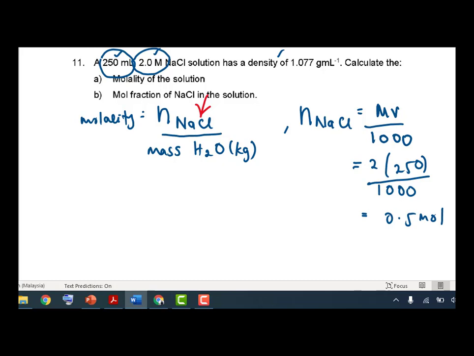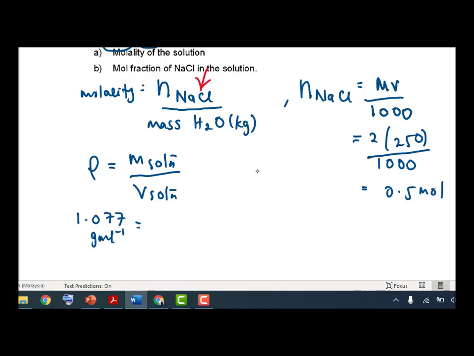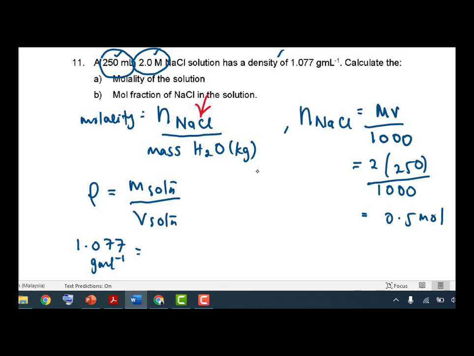Density for the solution is mass of solution divided by the volume of solution. You are given the density of the solution is 1.077 gram per ml, right? What else is given? The volume. Volume given is 250 ml in the question.